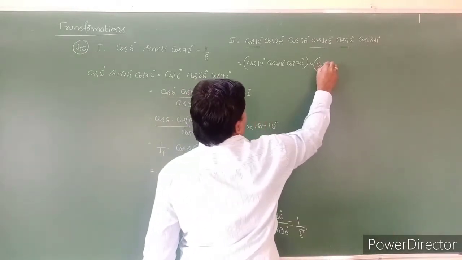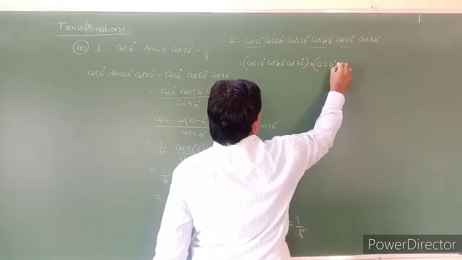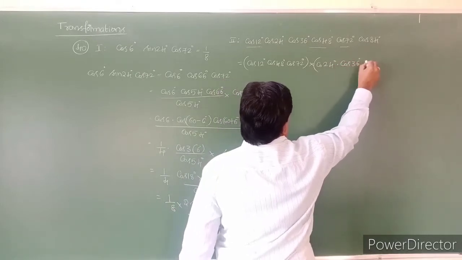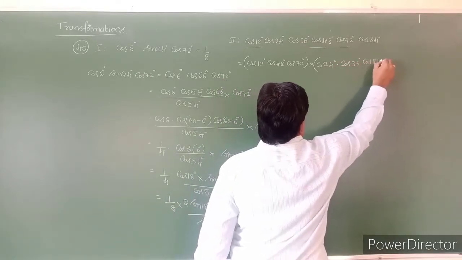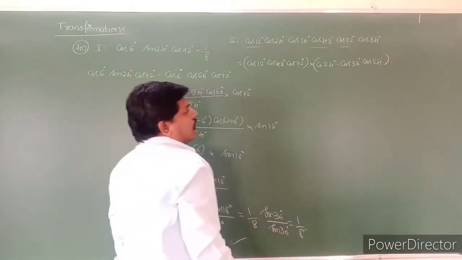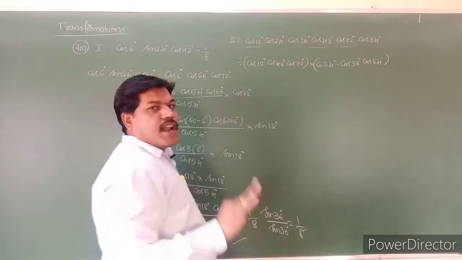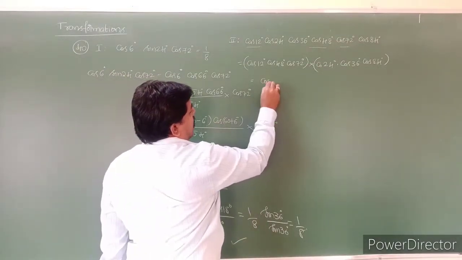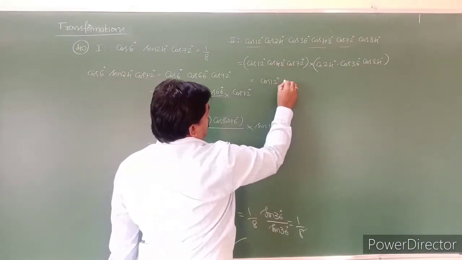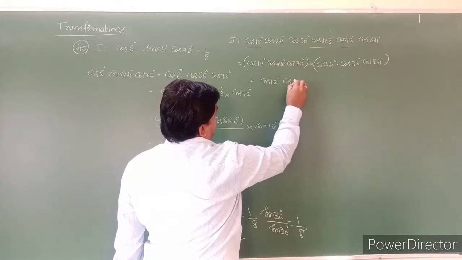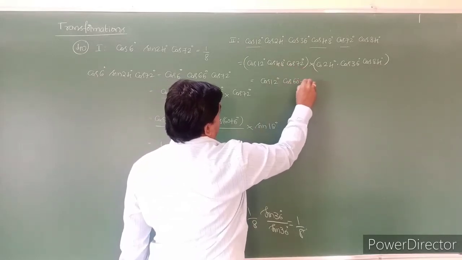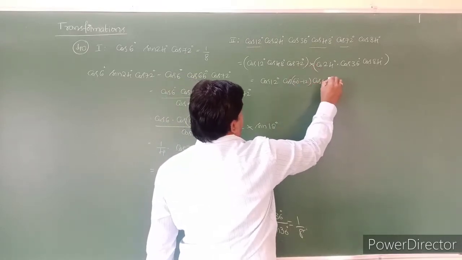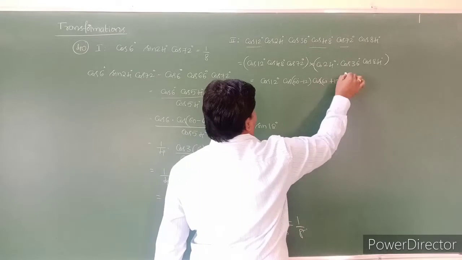So cos 24 degrees into cos 36 degrees into cos 84 degrees. I have taken the total 6 terms given. I am taking the 3 pairs. So that is equal to cos 12, cos 48. Cos 48 is nothing but cos 60 minus 12. Cos 72 is nothing but cos 60 plus 12.